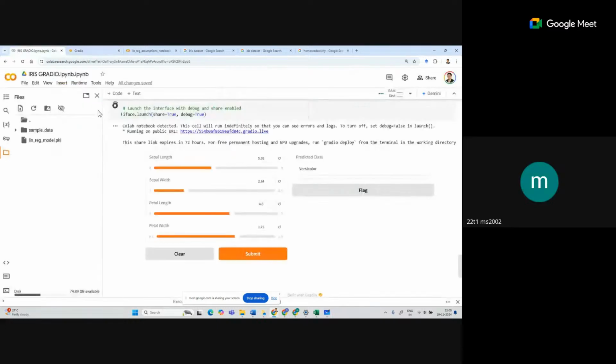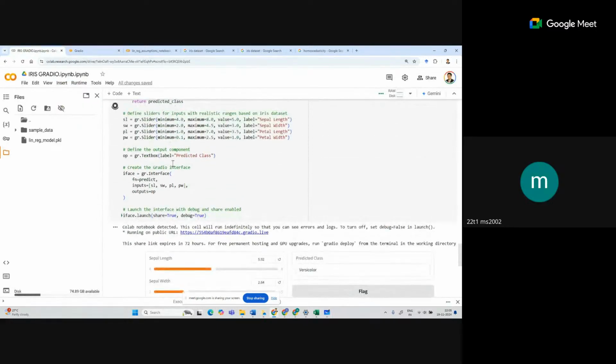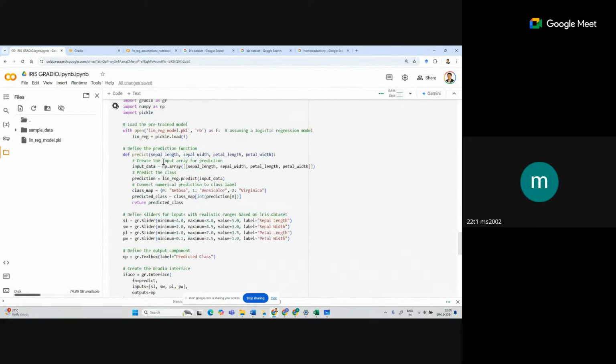Okay. So now let us go into the coding part. Don't worry if you don't understand this code. It's totally fine. It's just an extra thing. I'm simply writing a simple function called predict. What are my parameters? Sepal length, sepal width, petal length, and petal width. And there are 4 inputs to my model: sepal length, sepal width, petal length, and petal width.